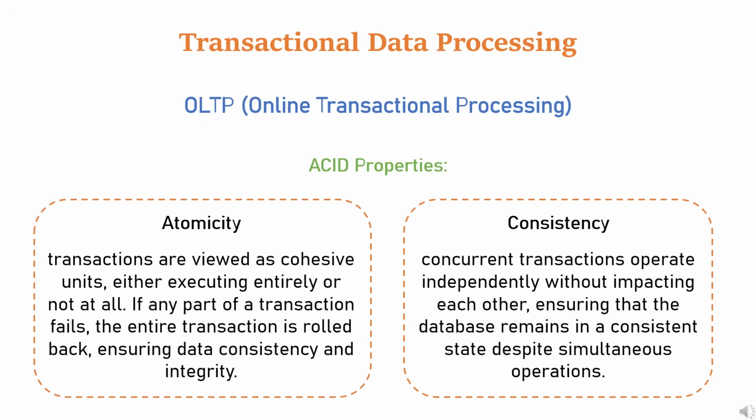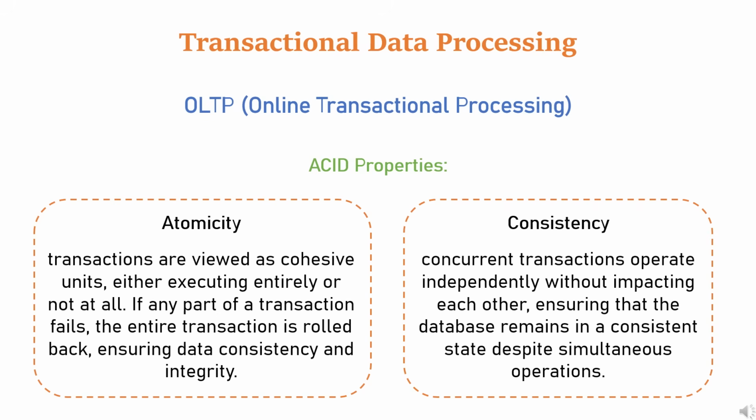ACID properties. Atomicity. Transactions are viewed as cohesive units, either executing entirely or not at all. If any part of a transaction fails, the entire transaction is rolled back, ensuring data consistency and integrity.